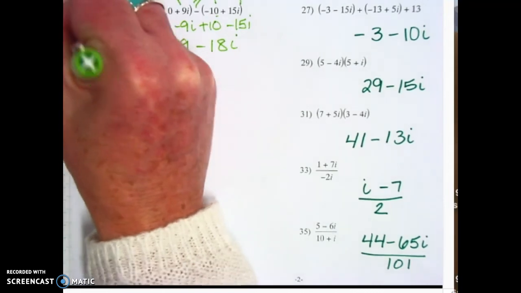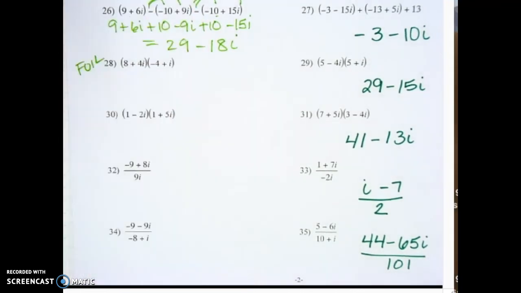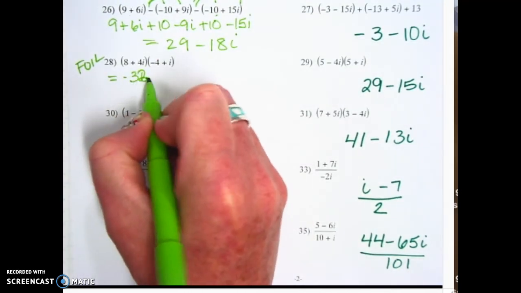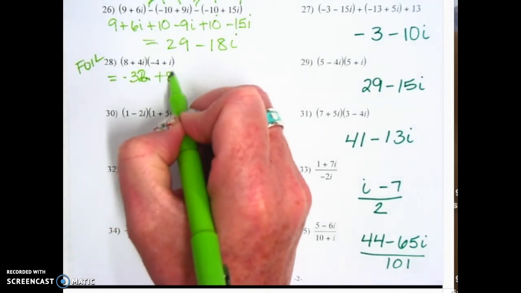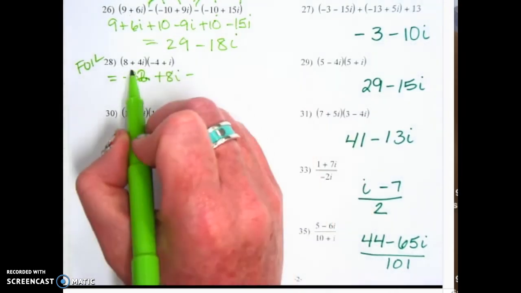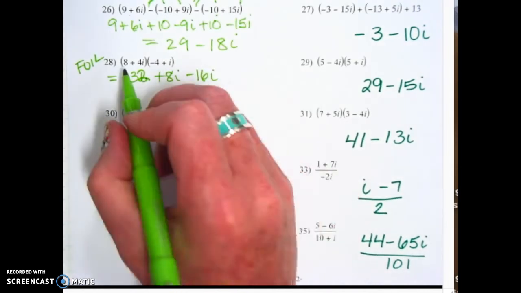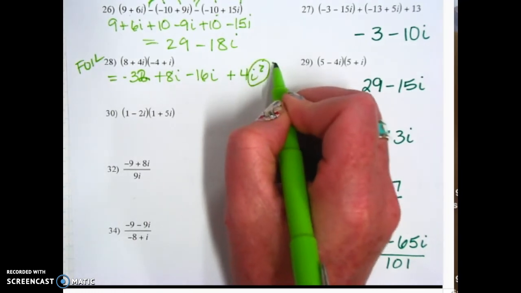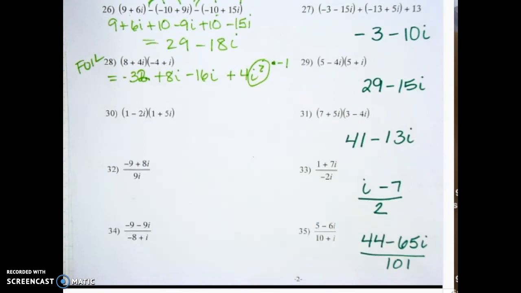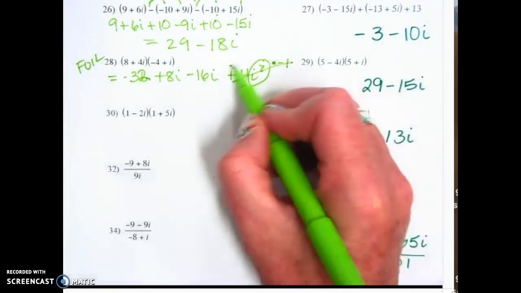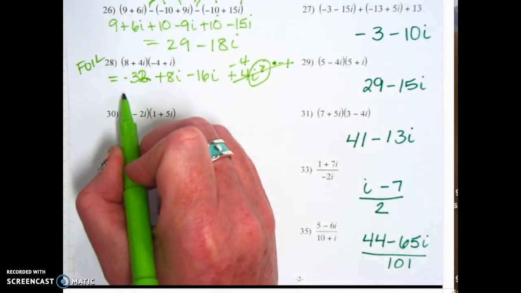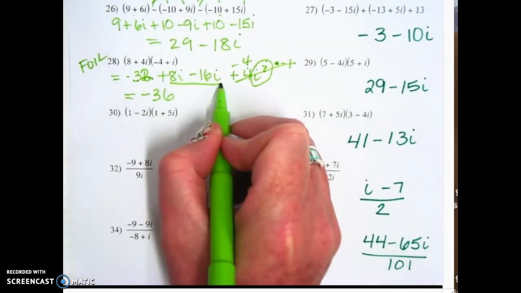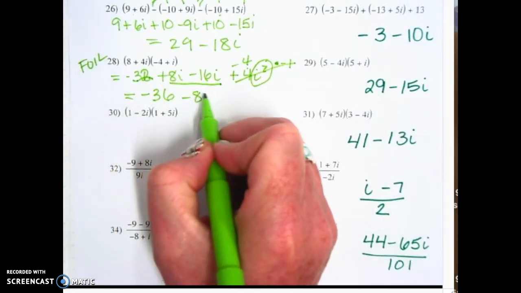Number 28, we want to FOIL. So first is 8 times negative 4, which is negative 32. Outside is an 8i. Inside is a negative 16i. And last is a positive 4i squared. We know i squared means times negative 1. So 4 times negative 1 we know is negative 4. So we can combine our real parts, which is negative 36, and then combine our two imaginary parts to get negative 8i.